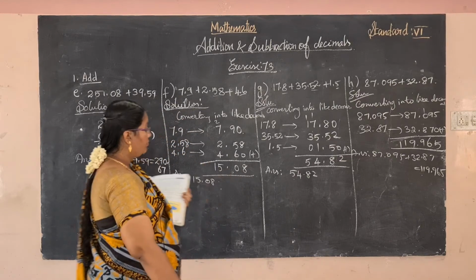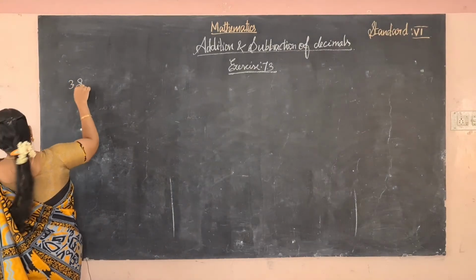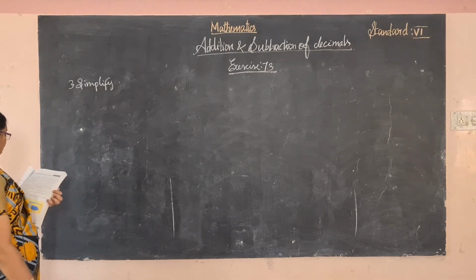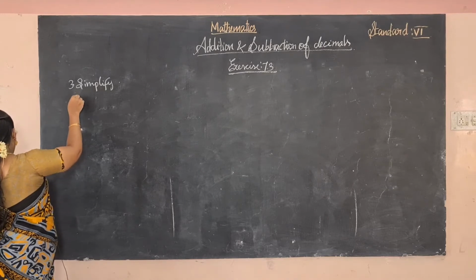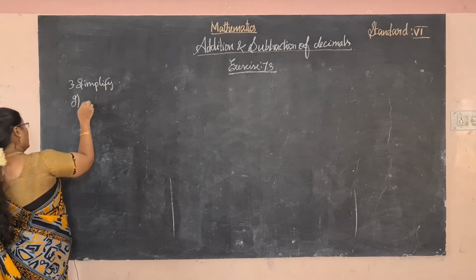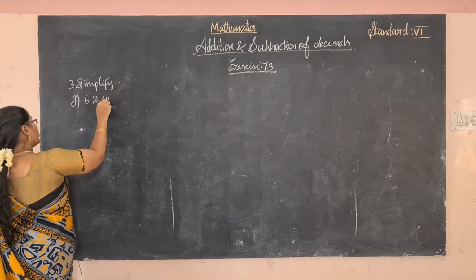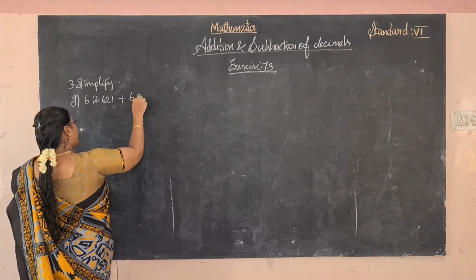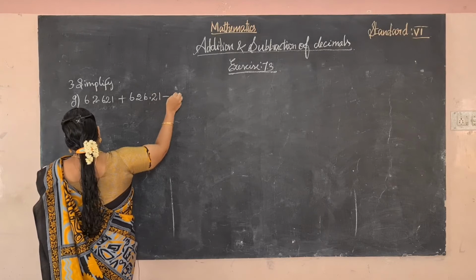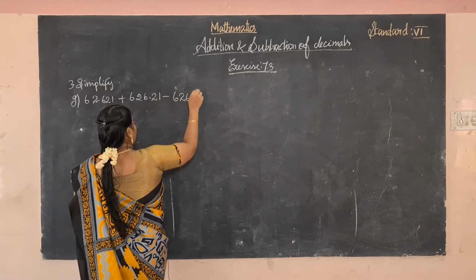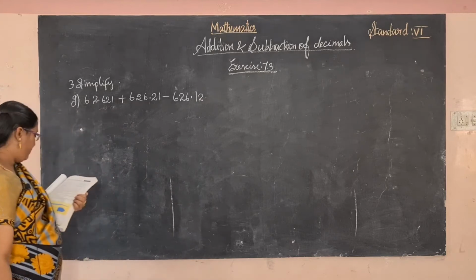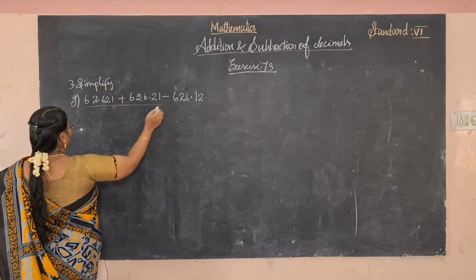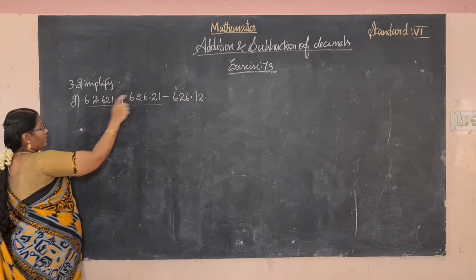Third one, simplify the following. The first A to F is homework, start from G. 62.621 plus 626.21 minus 626.12. Okay, right. First add these two values. First find out the sum of these two values.